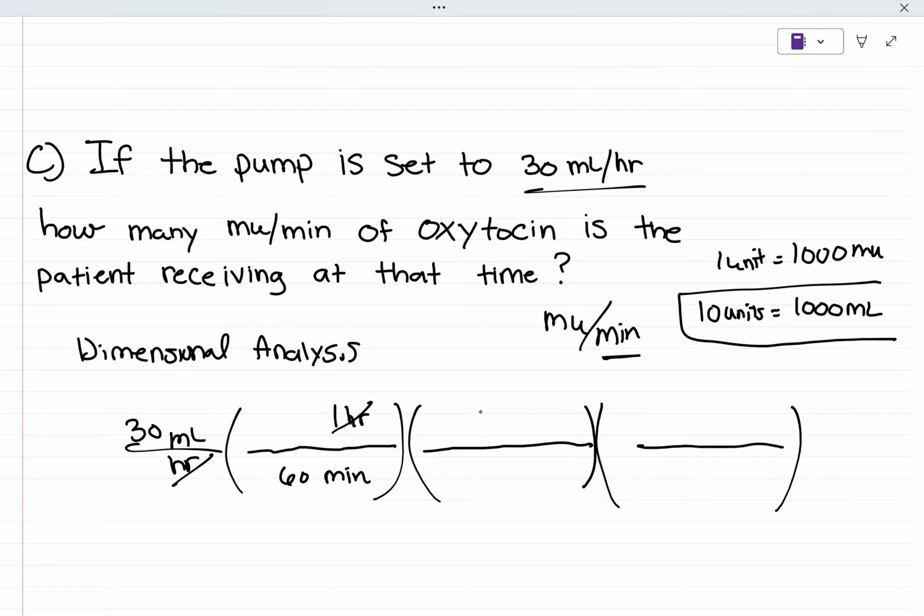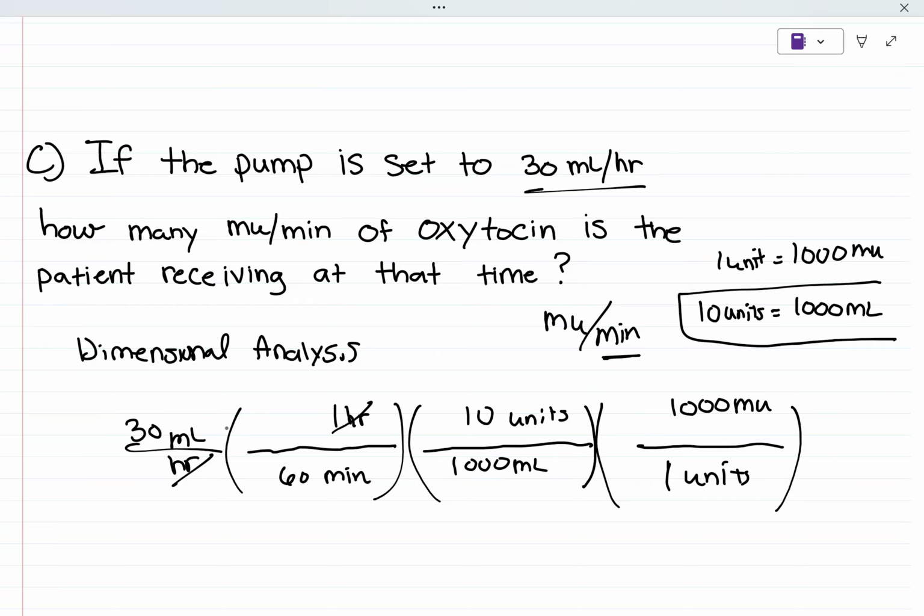So I want to get rid of the milliliters. So I'm going to put milliliters on the bottom. And then we have units on the top. So we said that 1,000 milliliters is exactly 10 units. And then our goal is to get MU per minute. So we said that 1 unit equals 1,000 MU. So I'm going to put 1,000 MU on the top and then 1 unit on the bottom.